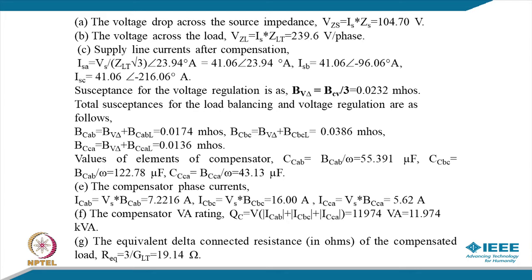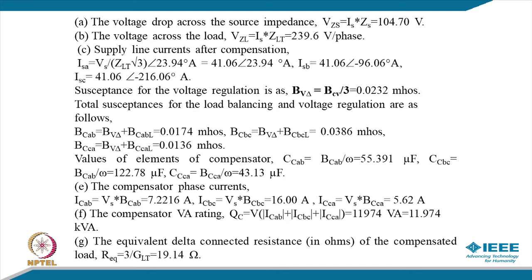So the susceptance for voltage regulation will be BV delta equal to BCV by 3, which is 0.023 mho. The total susceptance for load balancing and voltage regulation we can calculate by adding this to those used earlier for load balancing. We get three values: across line AB 0.0174 mho, across line BC 0.036 mho, and across line CA 0.0136 mho.